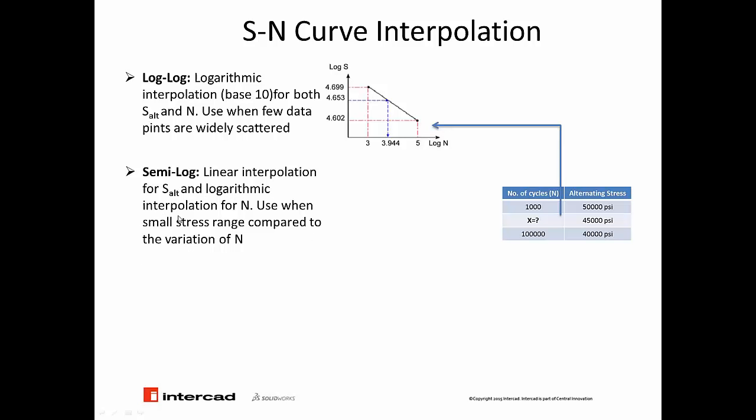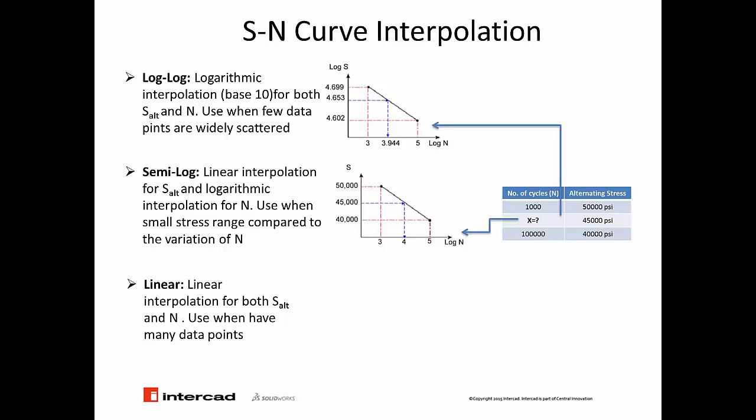Now the other scheme we can use as a method of interpolation is linear interpolation for alternating stress and logarithmic interpolation for number of cycles, and this is called semi-log. Obviously we're using alternating stress as it is, and we're taking the logarithm of number of cycles on the other axis. So we can use this method when there is a small stress range compared to the variation of number of cycles. And the last one would be a linear interpolation for both alternating stress and number of cycles.